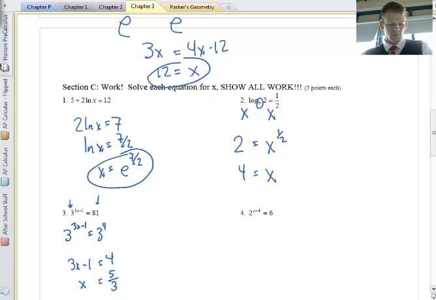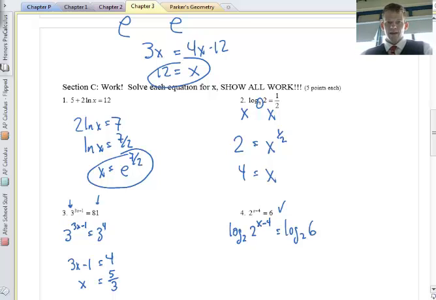On the next one, this is one that if I gave it to you like this, I would expect you to solve it, but things would have to be in terms of logarithms. So you use log base 2 of 2 to the x minus 4 equals log base 2 of 6.